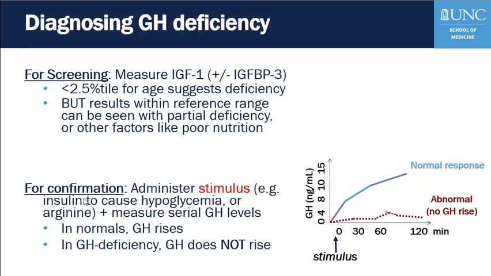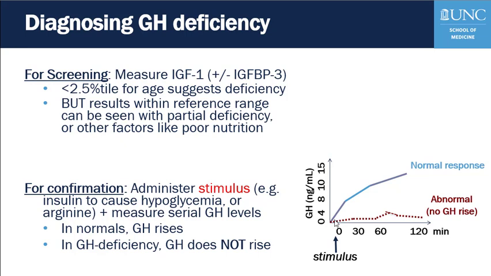So to confirm growth hormone deficiency, generally a stimulus has to be administered to see if growth hormone levels rise appropriately. There are many different stimuli that can be used. The gold standard is to administer insulin, which causes the patient to become hypoglycemic. In a patient with a normal response, insulin would stimulate quite a rise in growth hormone, which is shown by this blue line.